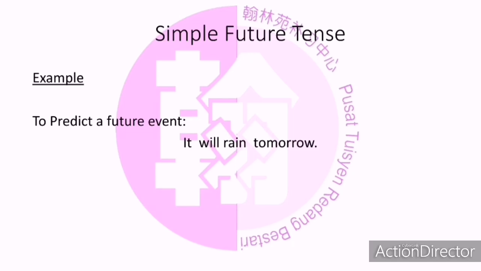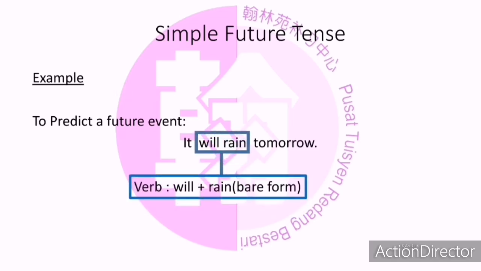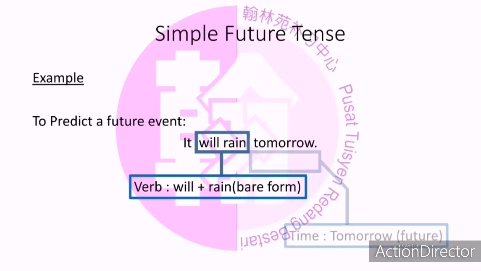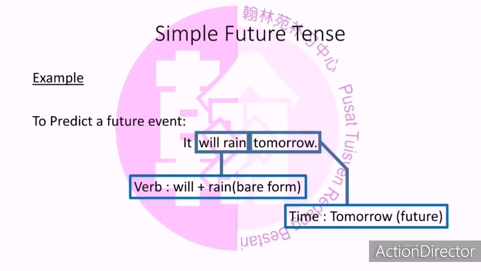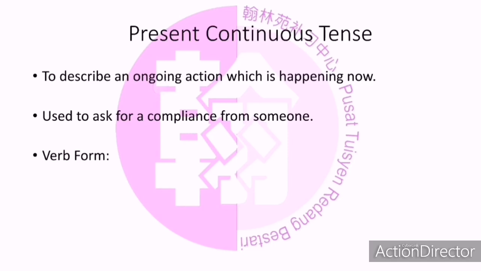So we shall see an example to predict a future event. It will rain tomorrow. Obviously tomorrow hasn't happened yet, so we should write it with will and rain. Rain is in bare form. And tomorrow is obviously a time that will occur in the future. So this is a future event, as you can see from the word tomorrow.